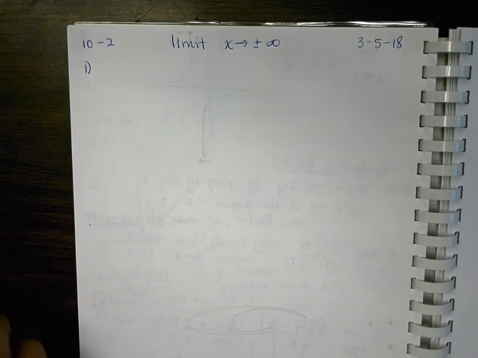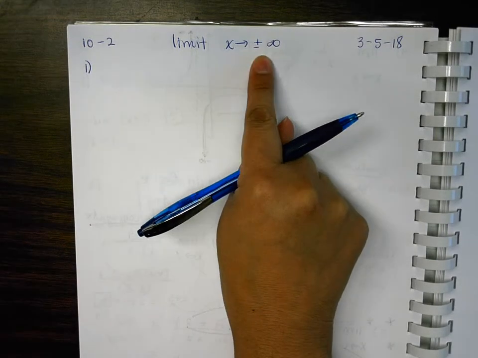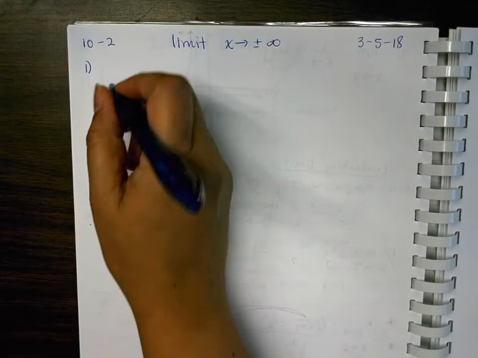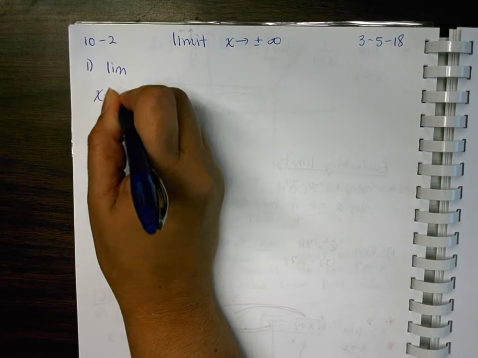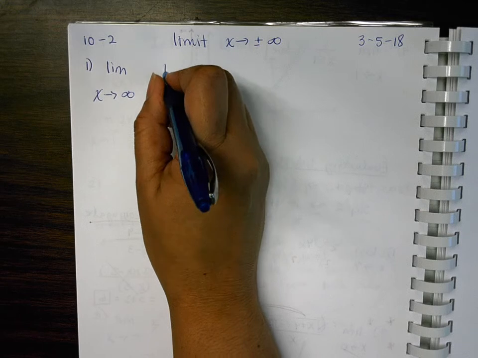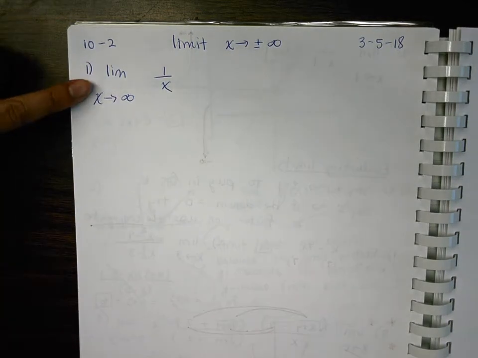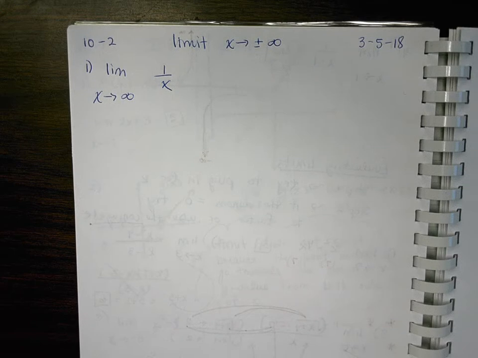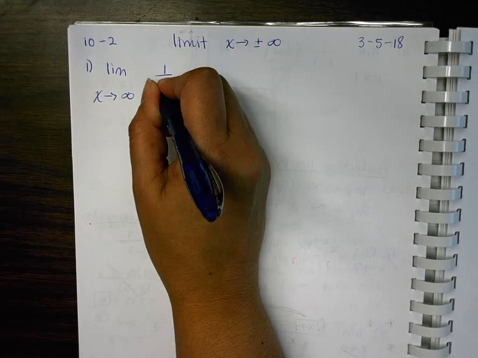Not always, I guess. Okay, limit as x approaches plus or minus infinity. Works the same either way, whether it's positive infinity or negative infinity, the rules really do not change. All right, the limit as x approaches infinity of 1 over x. We're going to talk about it a few different ways.